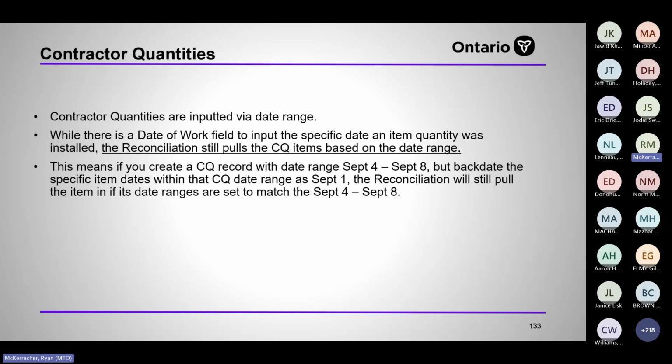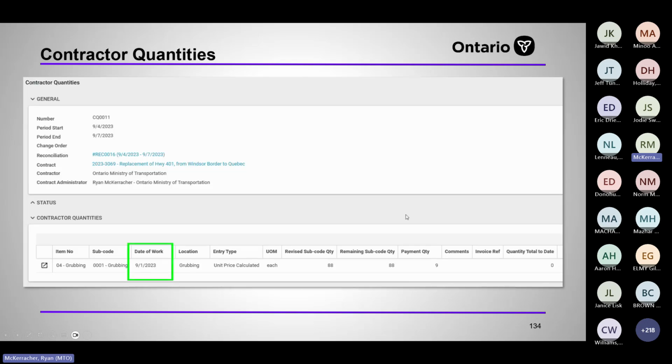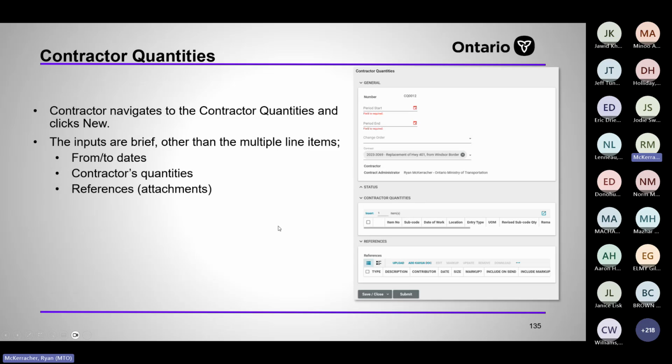So the reconciliation is based on pulling its date ranges in based on the date range of the CQ, but they can still backdate individual contractor quantities so that we know when they installed them. So if you create a date, so here the date of work is September 1st, even though the period start date is September 4th to September 7th, it's still going to pull into reconciliation 16 because of the date ranges.